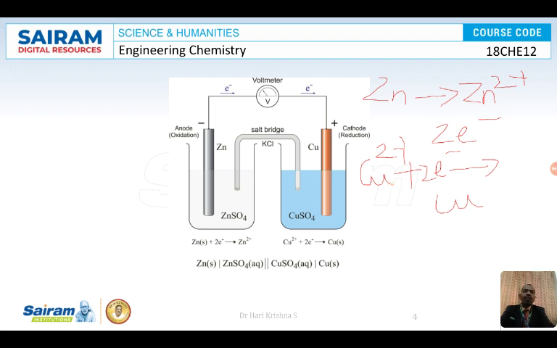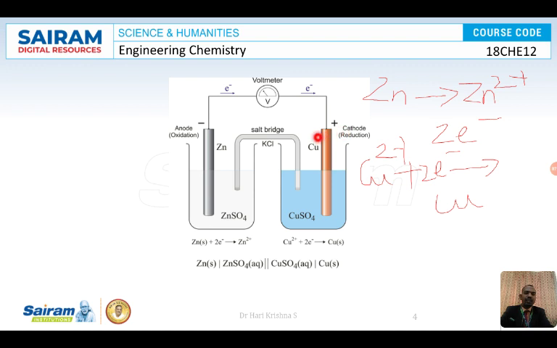Now, as per IUPAC, the electrode where oxidation occurs is termed as anode, and the electrode where reduction occurs is termed as cathode. Here at zinc, oxidation is occurring. Zinc is losing 2 electrons, and loss of electrons is called oxidation. So at the zinc electrode 2 electrons are lost; this is called the anode. At copper 2 electrons are accepted, so this is called the cathode.